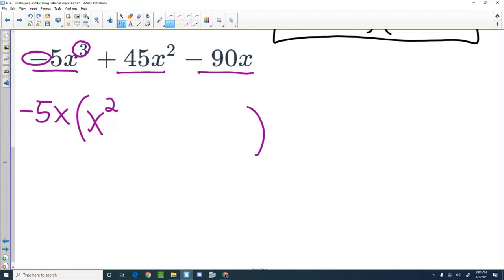45x squared, now, that second term. Now remember that we divided by a negative 5. So 45 divided by 5 is 9. But because I divided the negative out, it's also going to switch the signs, because 45 divided by a negative is going to become a negative 9, right? A positive number divided by a negative number is negative. And also, if you think about distributing, if I were to distribute that negative 5 back in, a negative 5 times a negative 9 would equal a positive 45. So I know it's got to be negative inside the parentheses. X squared divided by x leaves us with just 1x.